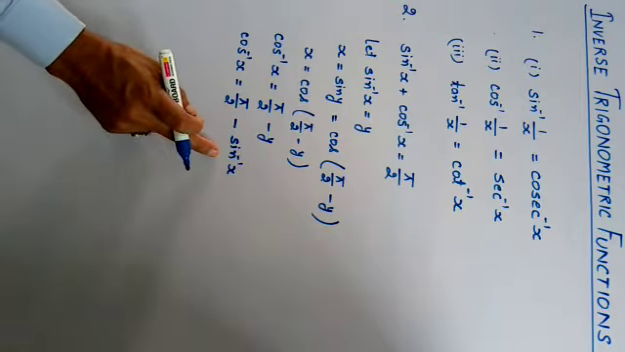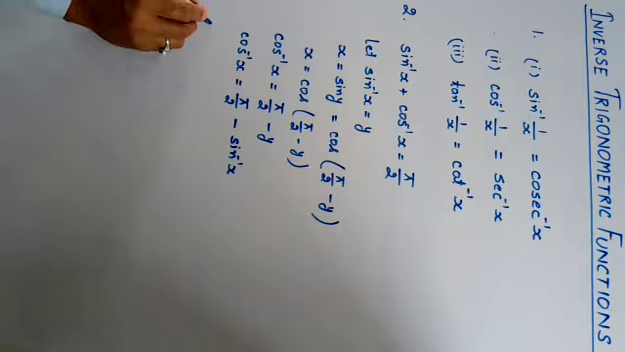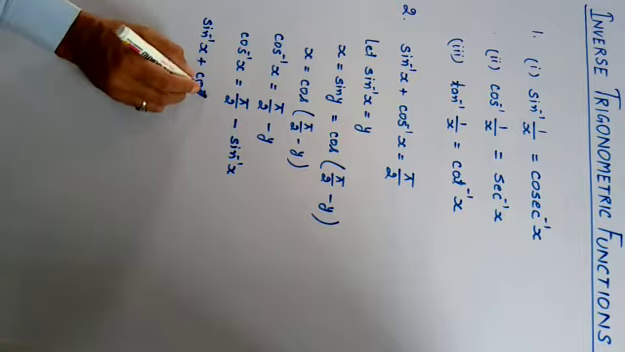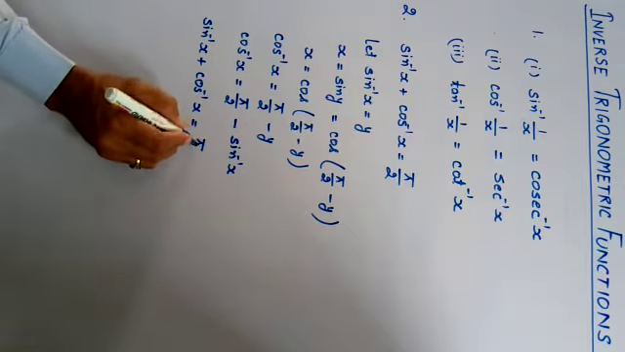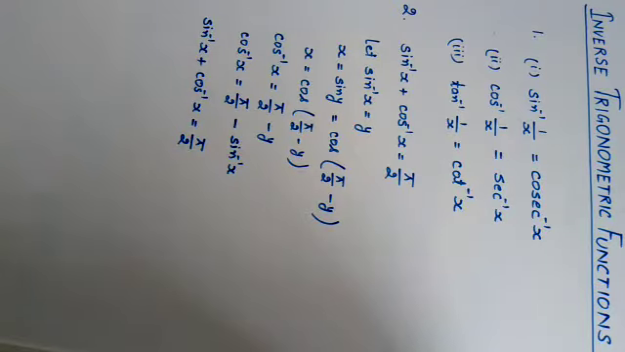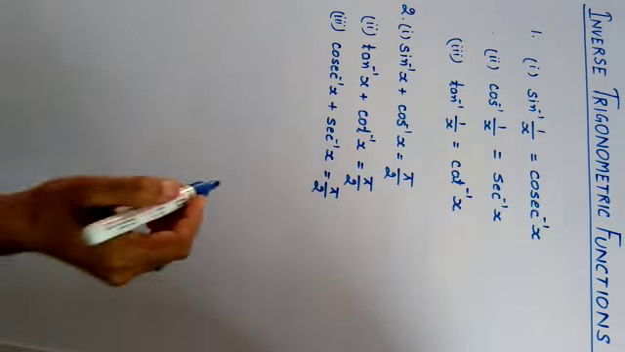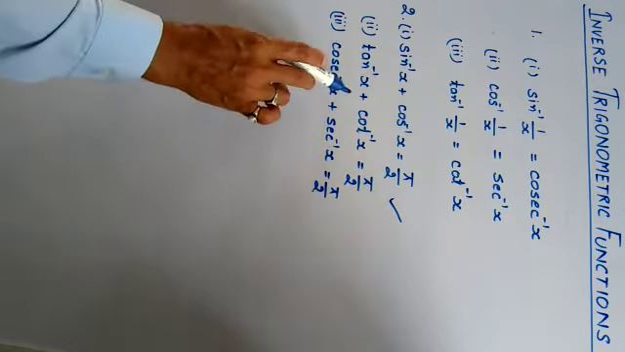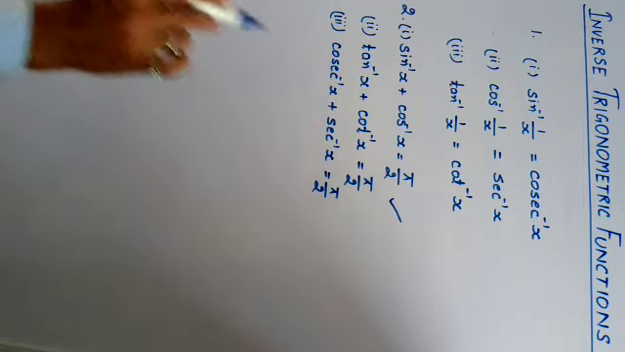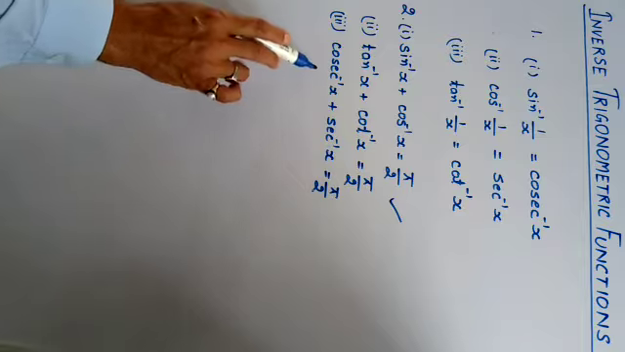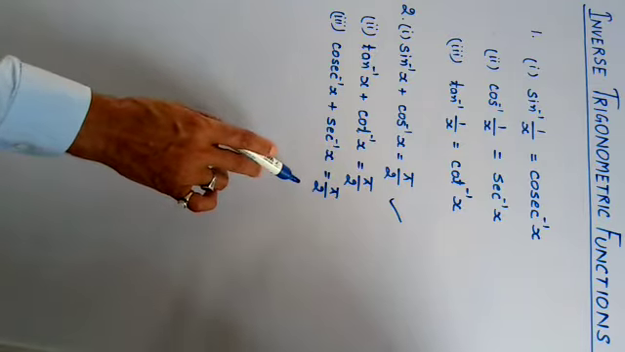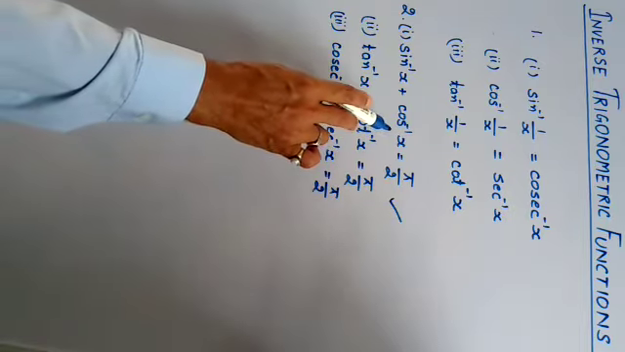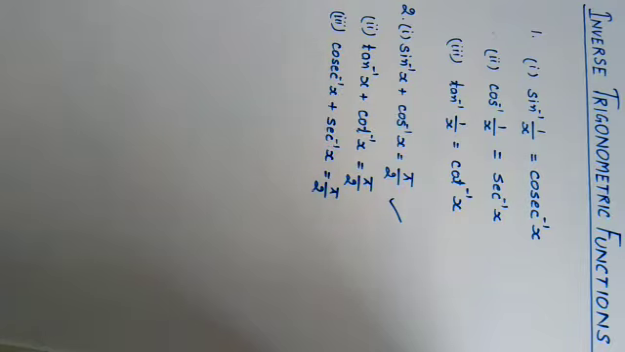Now sine inverse x will shift to the left hand side. So it is sine inverse x plus cos inverse x equals pi by 2. So this formula we have proved. Now tan inverse x plus cot inverse x equals pi by 2. Cosec inverse x plus sec inverse x equals pi by 2. We can prove these two formulas similarly as we have proved the first formula.